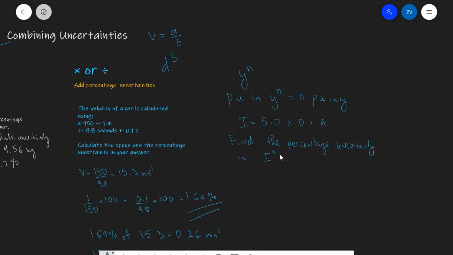Well, the rule that we're going to use in this case is that if we raise a quantity to the power of n, the percentage uncertainty in that quantity, just call it y to the power of n, is equal to n times the percentage uncertainty in y. In other words, we just bring that power down here and then we multiply. So let me just give you an example.